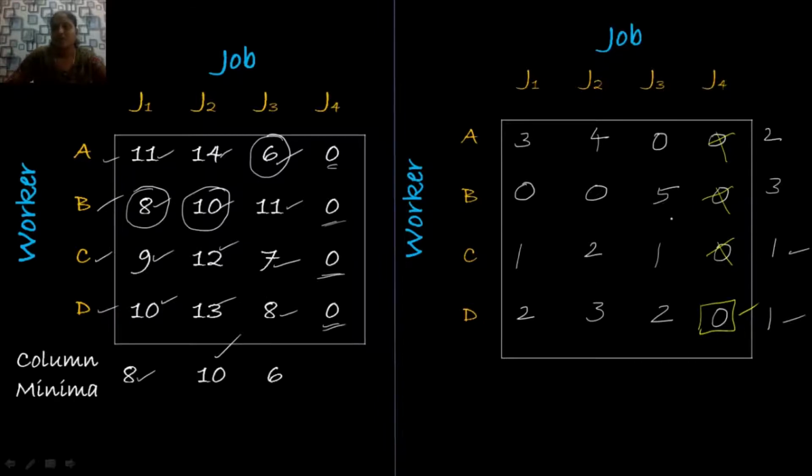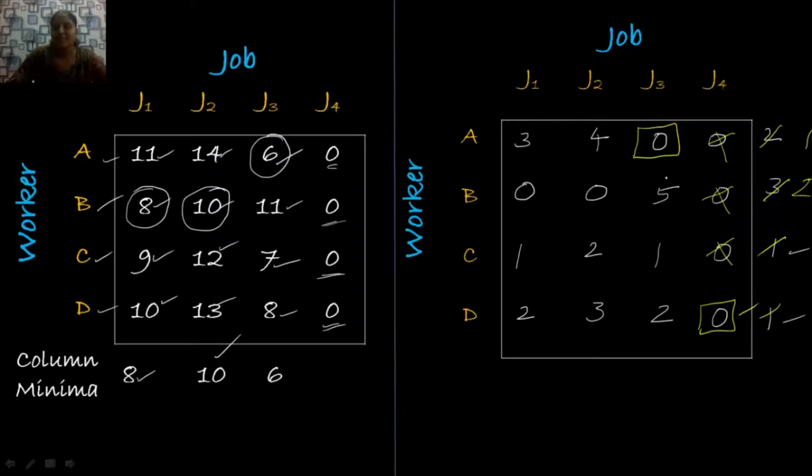Now, the third row doesn't have any 0 element. Let's move on to the first and second rows. In the first row we have only 1 0 element, whereas in the second row we have 2 0 elements. So we give first preference to the first row. So I make an assignment here.